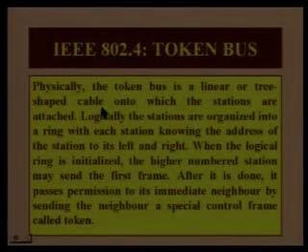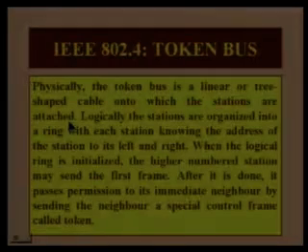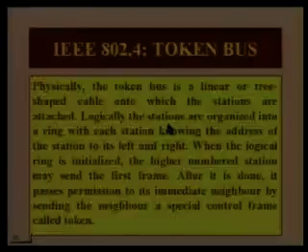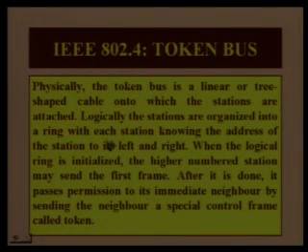Physically, the token bus is a linear or tree-shaped cable onto which the stations are attached. A linear cable to which a number of nodes are attached. Logically, the stations are organized into a ring, not physically. Logically the stations are organized in a ring with each station knowing the address of the stations to its left and to its right.